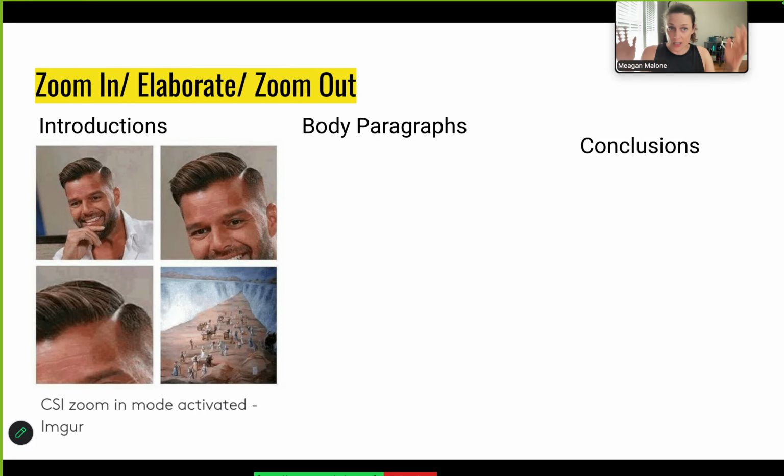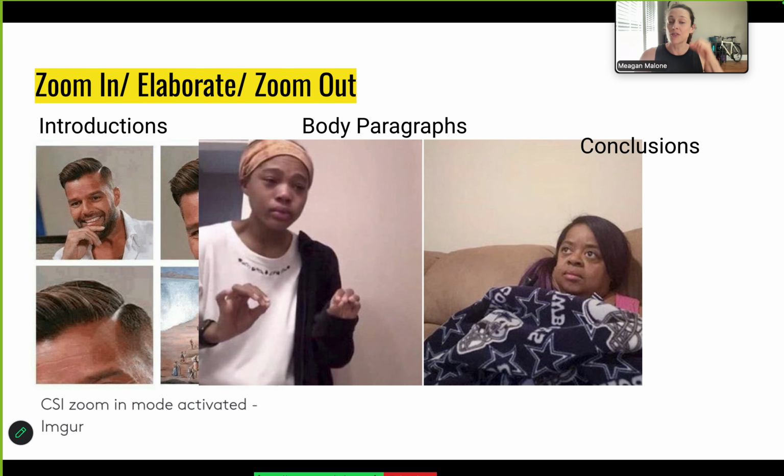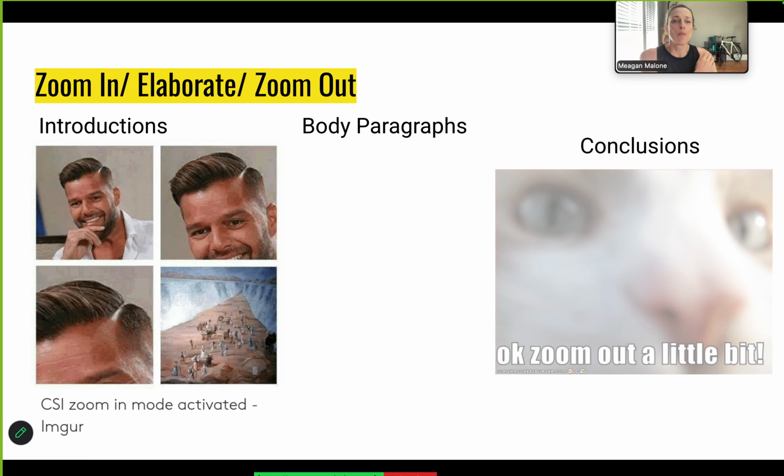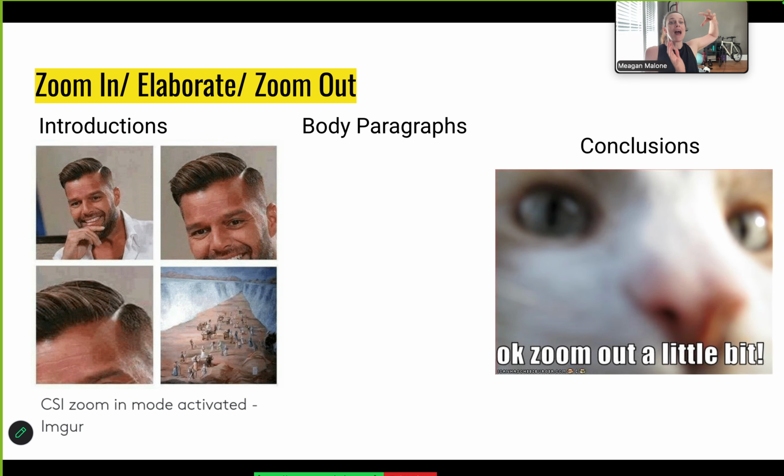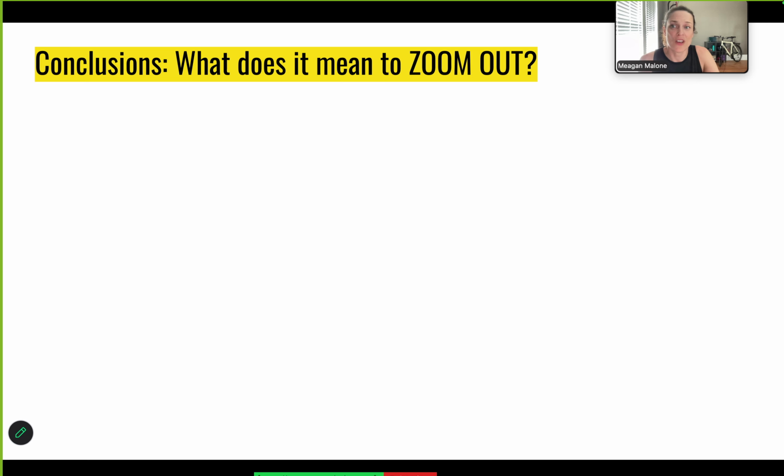So yes, I'll get to an example soon. Your body paragraphs are going to explain point by point in detail so that you really get the idea, but then your conclusion should zoom out so that we can make sense of why we just read all of this.